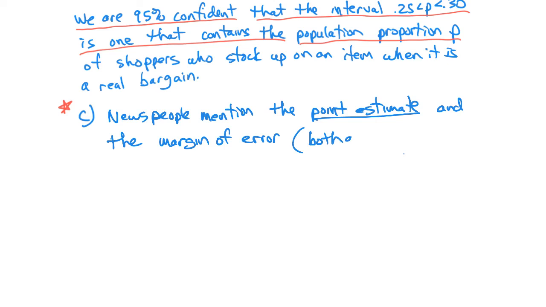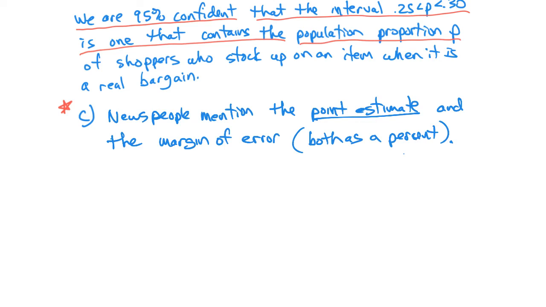Both as a percent. So when you see it on the news, they're going to always use percents. They're not going to talk about decimals or anything like that. So here's what we could say for this. When they say, as a news writer, how would you report the survey results? Here's what they're looking for.